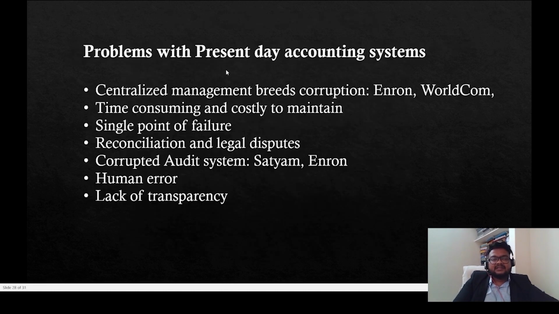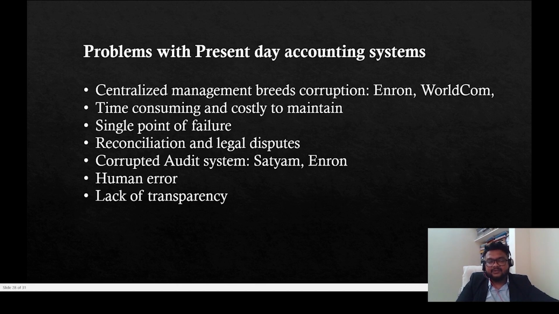Okay, so the problems with present day accounting systems: since it is centralized, management breeds corruption. For example, Enron, WorldCom. It is time consuming and costly to maintain. Obviously, a single point of failure. Obviously, reconciliation and legal disputes, since ledgers are maintained in different entities. You have to reconcile your transactions with other parties.